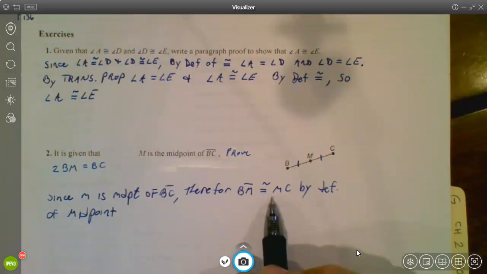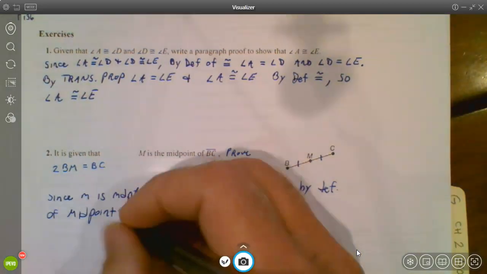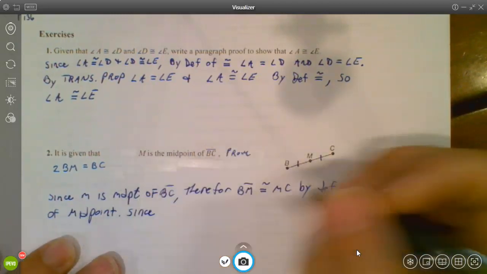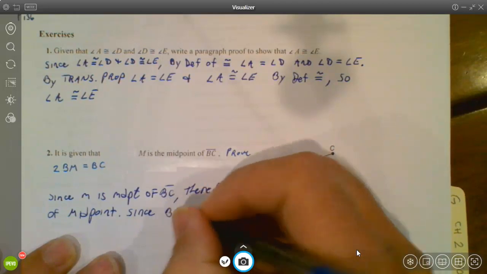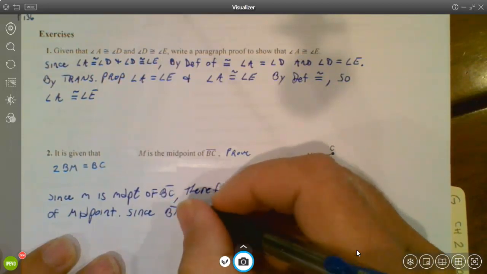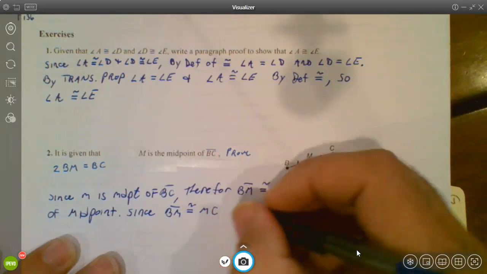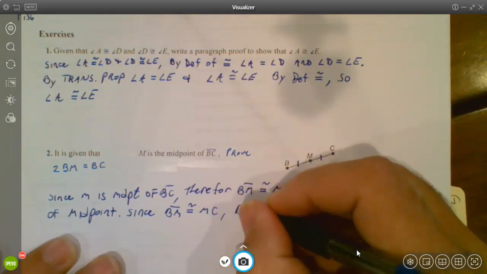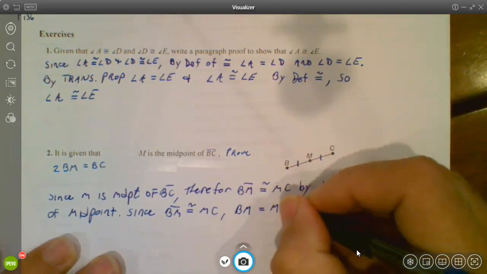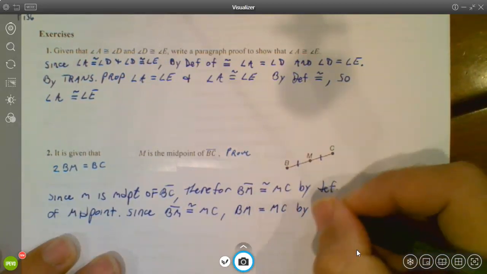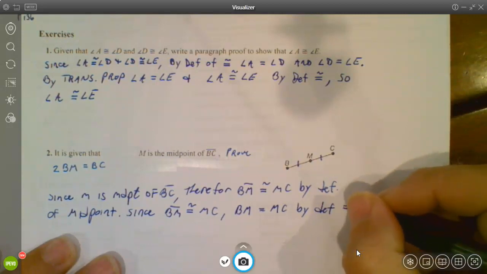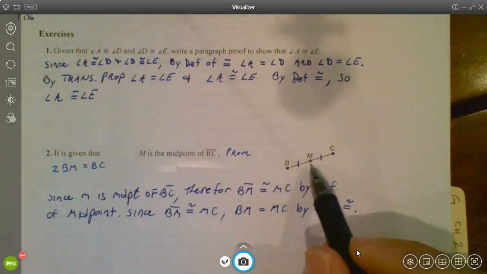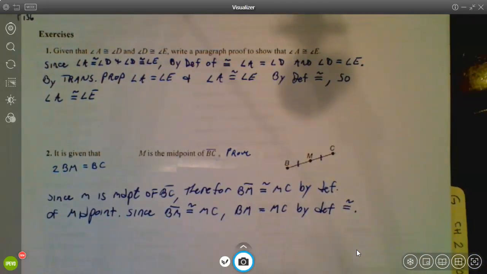If they're congruent, what do we also know is true? Well, since BM is congruent to MC, then BM is also equal to MC by definition of congruence. We talked about that earlier in the video. Okay, so we now know that this is equal to this. What else do we know?